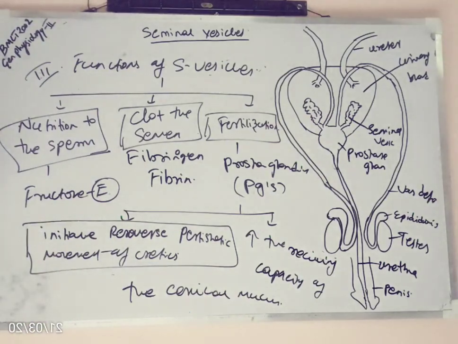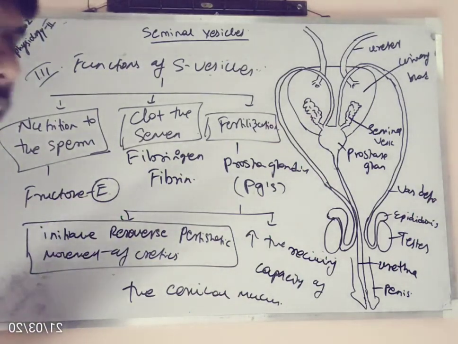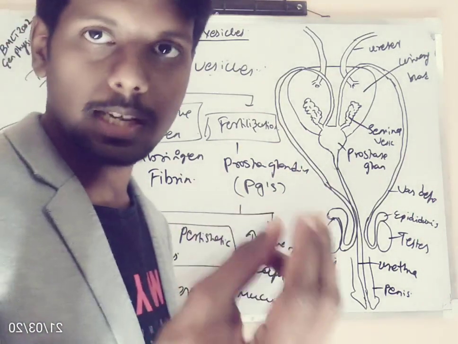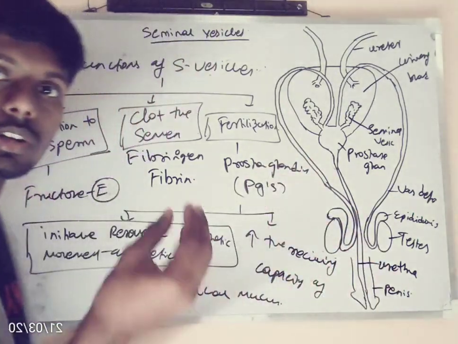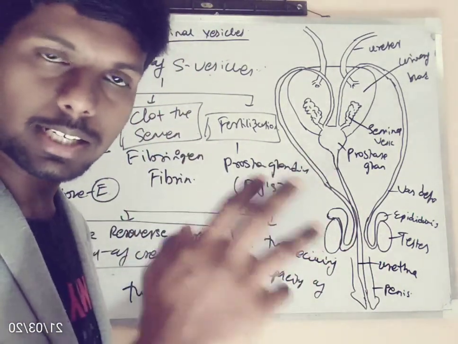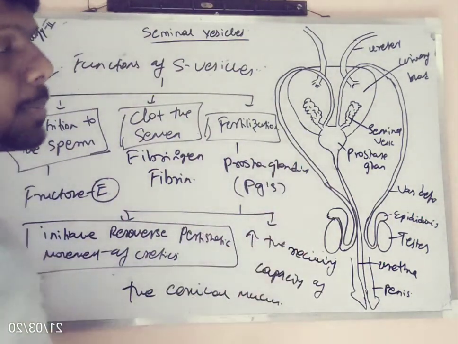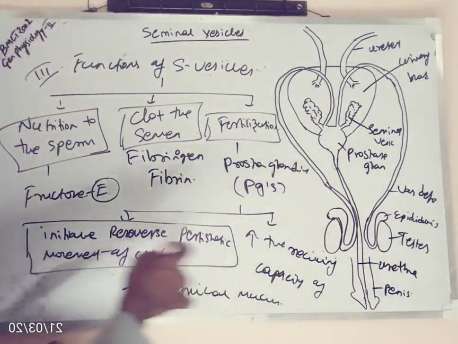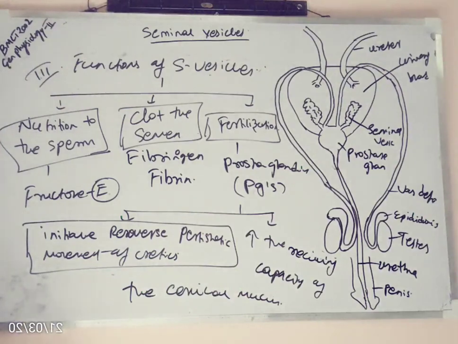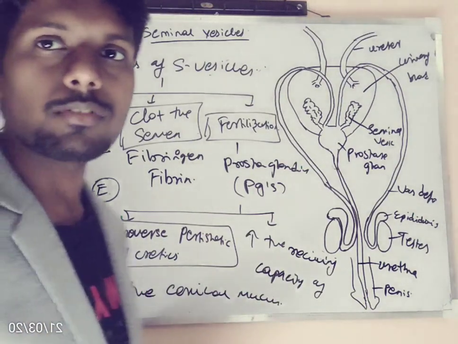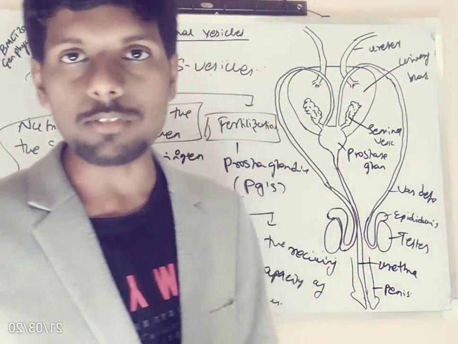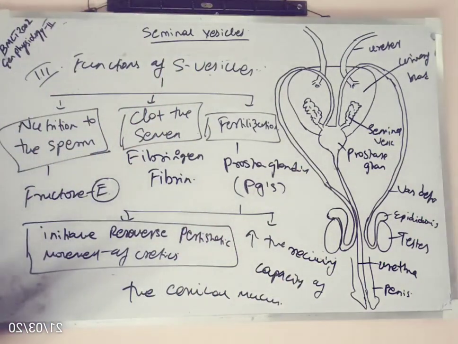Then clotting of the semen. Clotting of semen is very essential because it will clot the semen into a semi-solid structure so that it can stay in the female genital tract for a long time. Then you have fertilization. Fertilization is mediated by prostaglandins. Prostaglandins will enhance either reverse peristaltic movement or increase the receiving capacity of the cervical mucus. So this is the topic of seminal vesicles. Thank you.